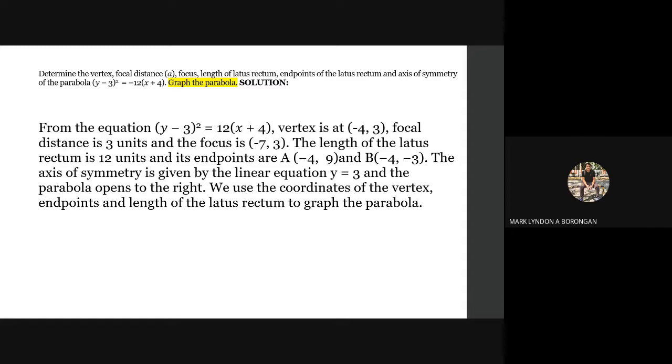Same manner na gyapon dari guys sa ato ang second example. Refer focus vertex, focal distance, length of latus rectum, endpoint sa latus rectum og axis of symmetry. Itong axis of symmetry ani ni guys if y gani ang equation kung unsa ang y nato or ato ang k. Kung unsa tong k mo na ato ang axis of symmetry. Okay?